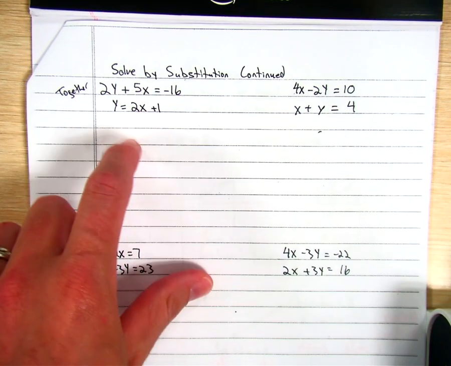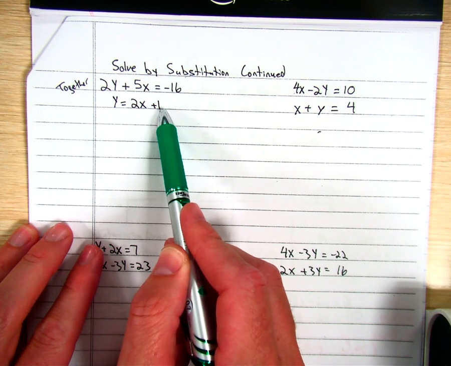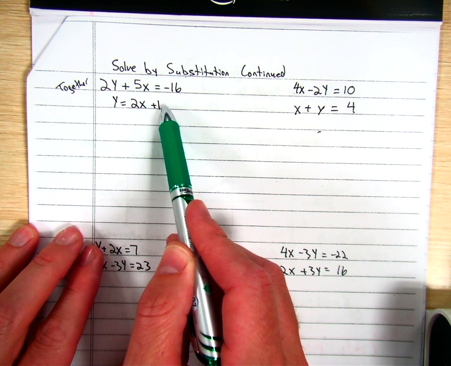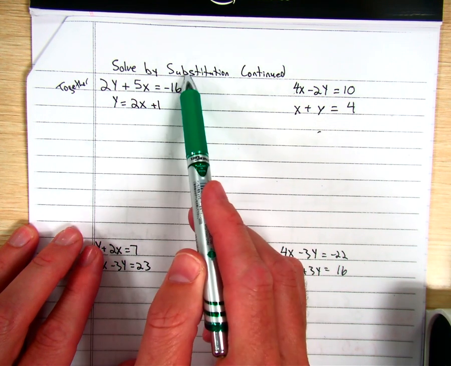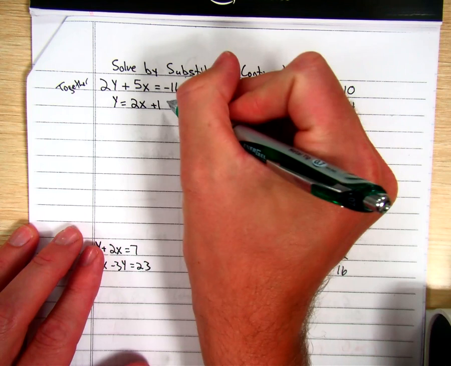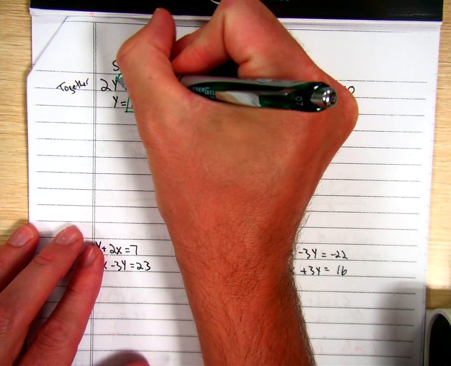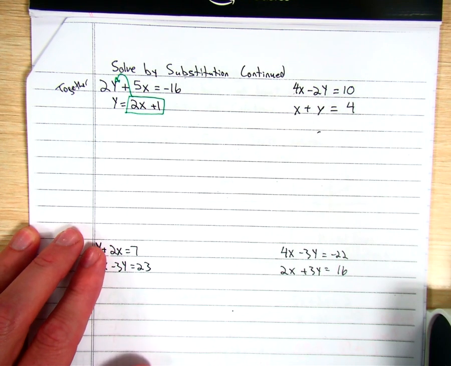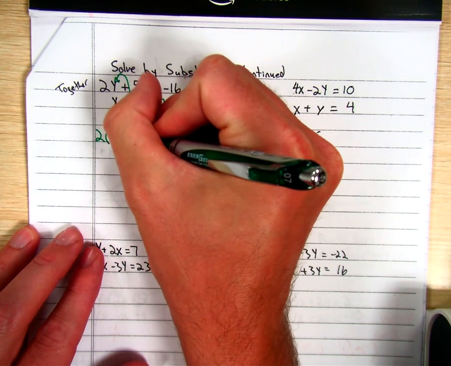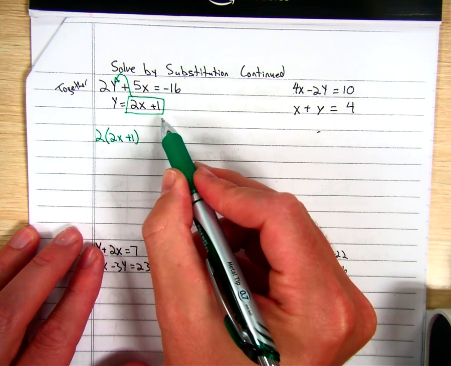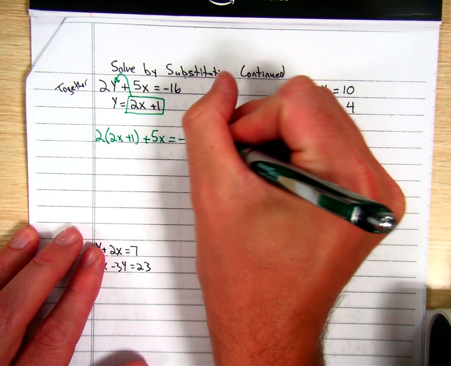Okay? This is one we did together in class. It was already started. We got a y equals 2x plus 1. So step number 1 is checked. We have one equation with one letter by itself. So it's called substitution because you substitute what y is equal to, this 2x plus 1, is going to go in for y in the other equation. So now in that top equation, we have 2 times (2x plus 1). I think it's good to use parentheses grouping with it. Plus that 5x that's still there equals negative 16.